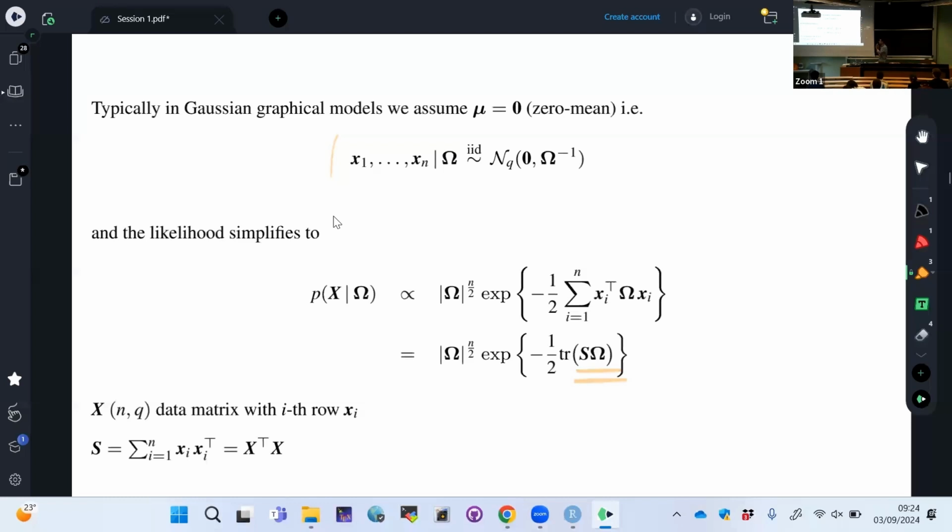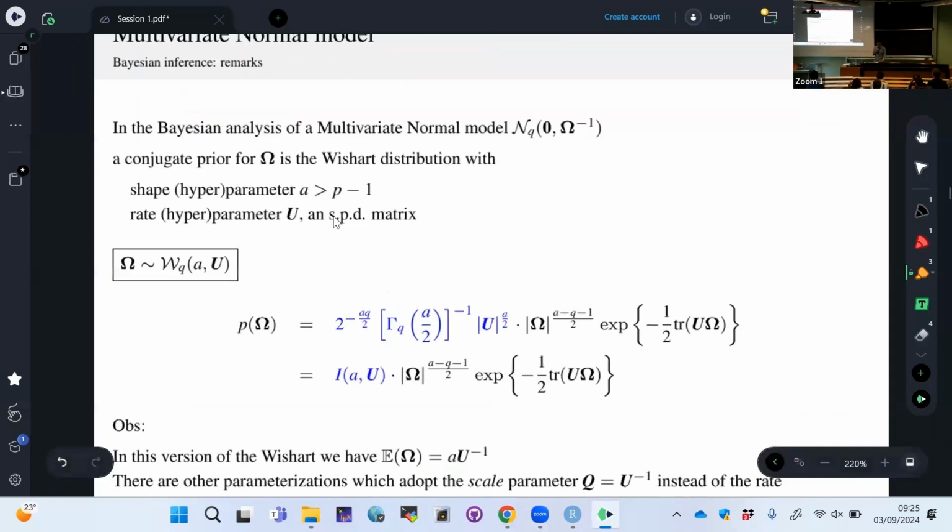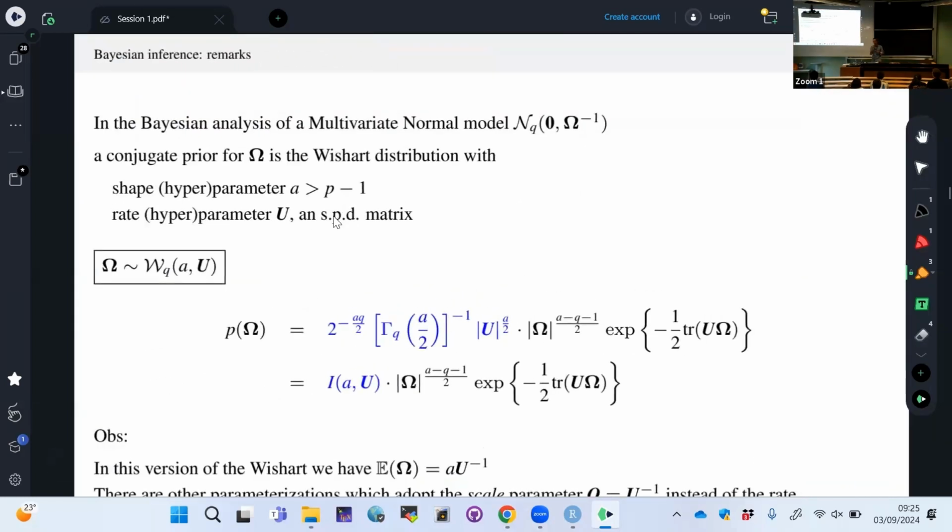Keep in mind this expression here, because it will be quite useful later on, both for frequentist estimation as well as for Bayesian inference, and in particular to structure a conjugate prior for omega. So a prior which at the end gives a posterior which is in the same form. And so the idea is, as usual, to structure it like the likelihood. Of course, if you have questions, if there is something which is not clear, feel free to raise your hand and ask.